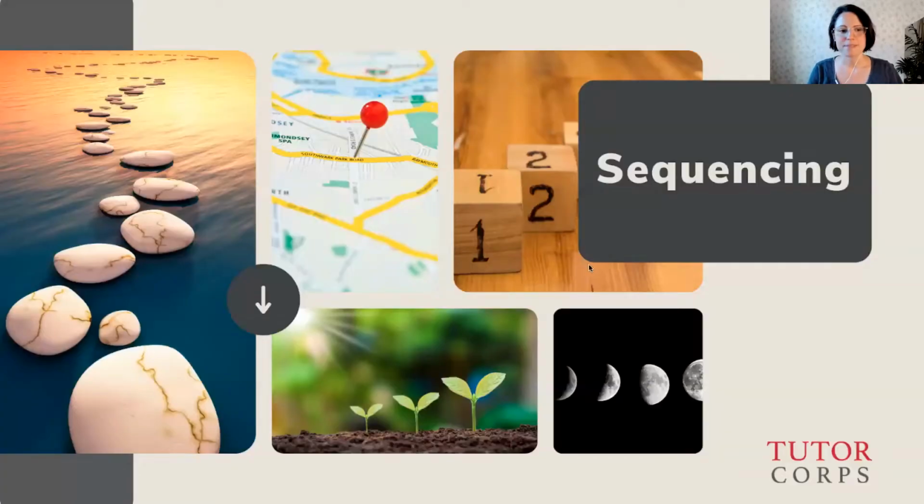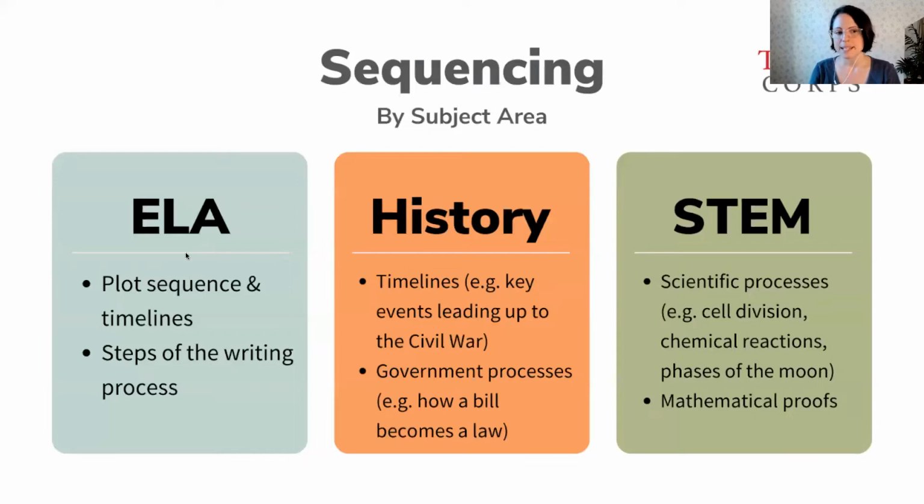And then sequencing. That's another thing that is just helping students make those connections, helping them understand how one thing flows into another, flows into another. So in ELA, maybe it's outlining the plot sequence or a timeline. Maybe it's outlining the steps of the writing process, pre-writing, first draft, revisions, right? In history and social studies, timelines are the most obvious thing here. For example, the key events leading up to the Civil War. Also government processes, like how a bill becomes a law, outlining that sequence step by step. And then in STEM, scientific processes like cell division, chemical reactions, phases of the moon.